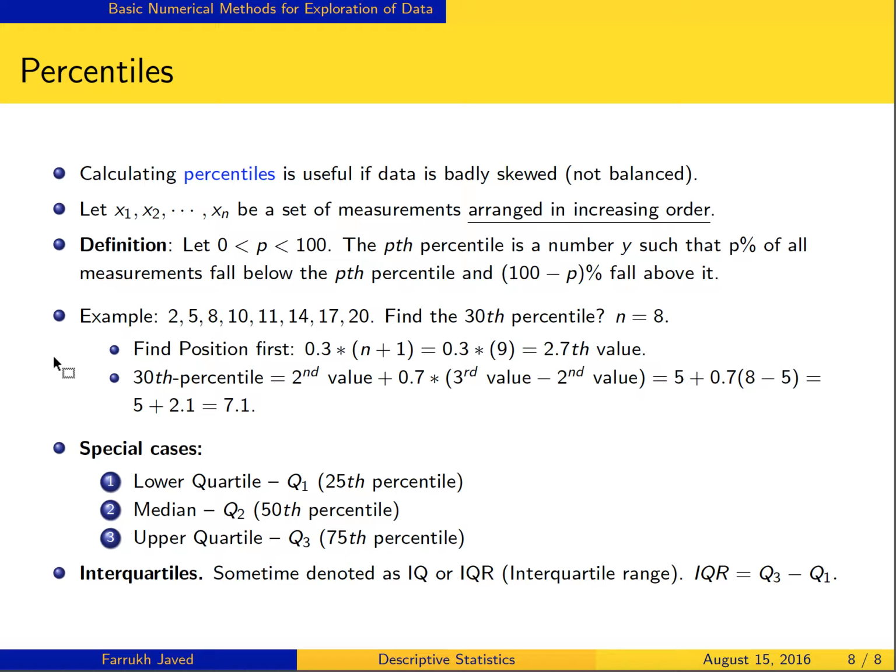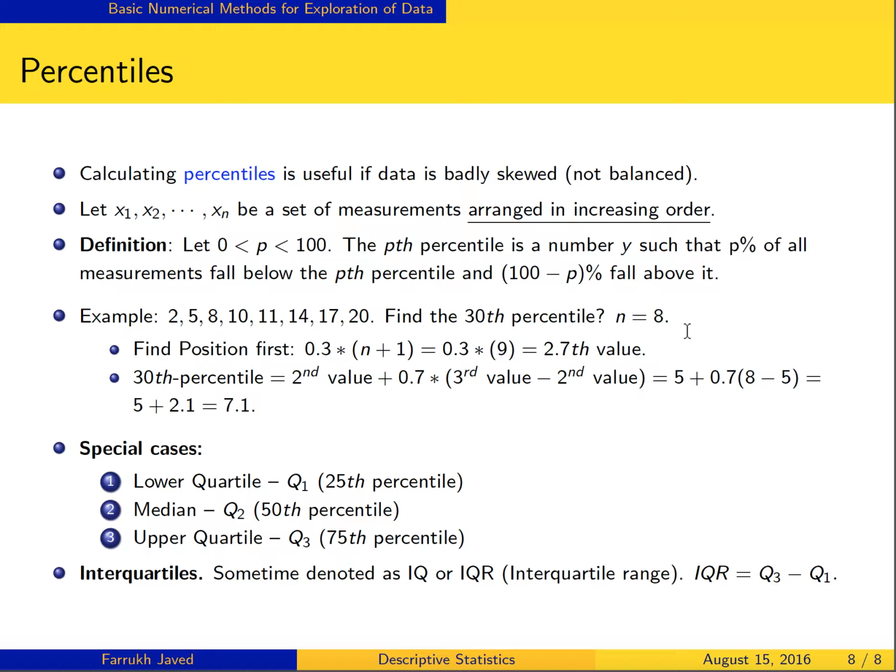We have an example here with observations 2, 5, 8, 10, 11, 14, 17, and 20. Somebody asks me to evaluate the 30th percentile of the data. How can I do that? First of all, I calculate how many observations I have. I have 8 observations, all arranged in ascending order. If they are not, I have to arrange them first. Now I will find the position of the 30th percentile.